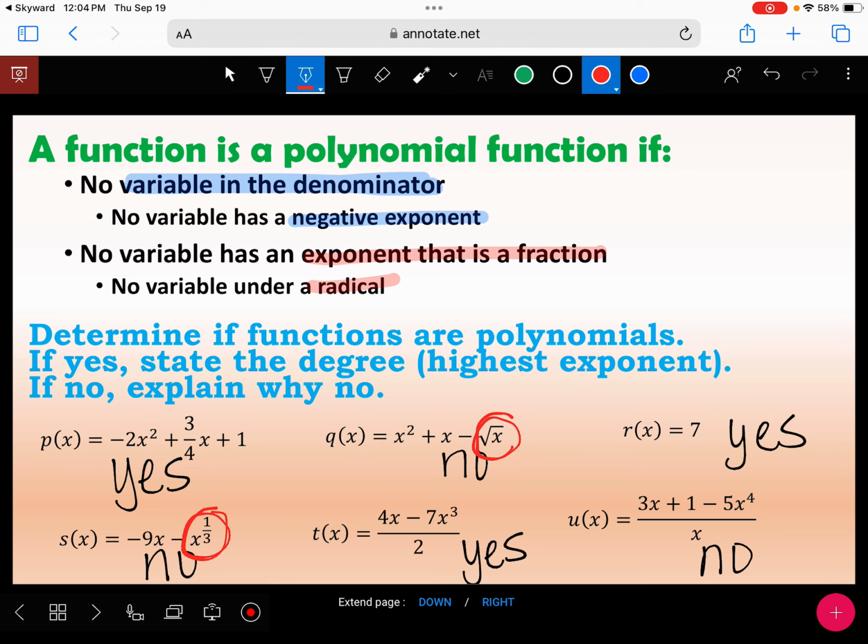And then for this one, we have an x in our denominator. So x is in the denominator, fraction is okay? Yes, you can have a fraction, but you can't have a variable. Let's highlight that in the definition. A variable in the denominator is not okay. So if you look at this one, we have a denominator, but it's not a variable. It's a number. That's okay. But this is not okay.